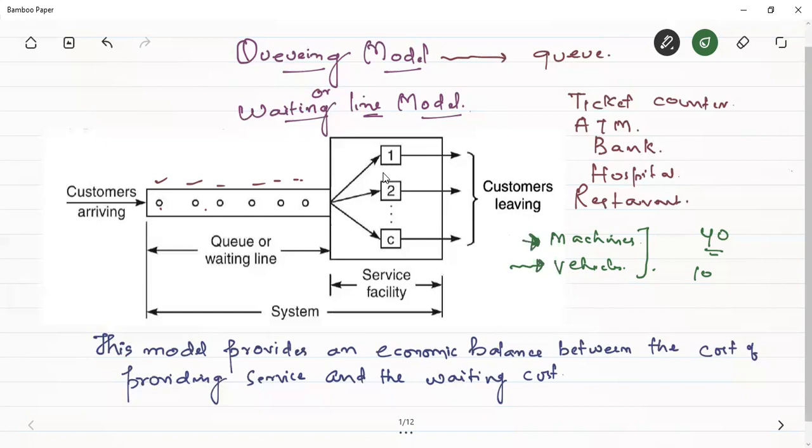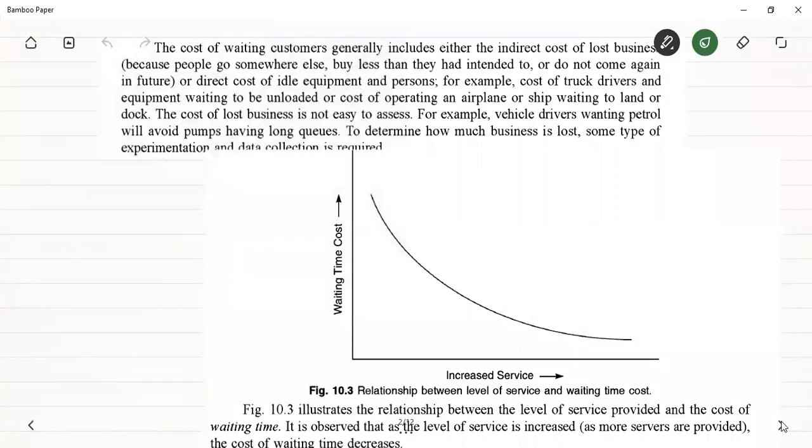What is written here is: this model provides an economic balance between the cost of providing service and the waiting cost. See in this slide, the cost of waiting customers generally includes either the indirect cost of loss of business, or the direct cost of idle equipment. So cost of waiting involves two terms. One is the cost of loss of business, another is the direct cost of idle equipment.